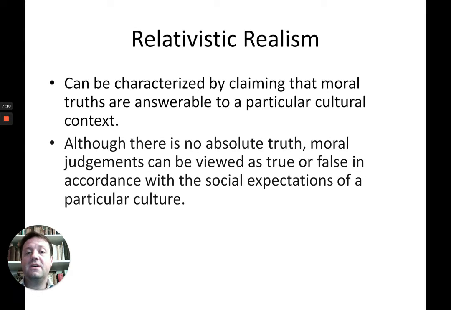So although there's no absolute truth, moral judgments can be viewed as true or false in accordance with the social expectations of a particular culture. So they can be viewed as true or false within that framework, but they're not actually factually true or false. So this view is known as relativistic realism.